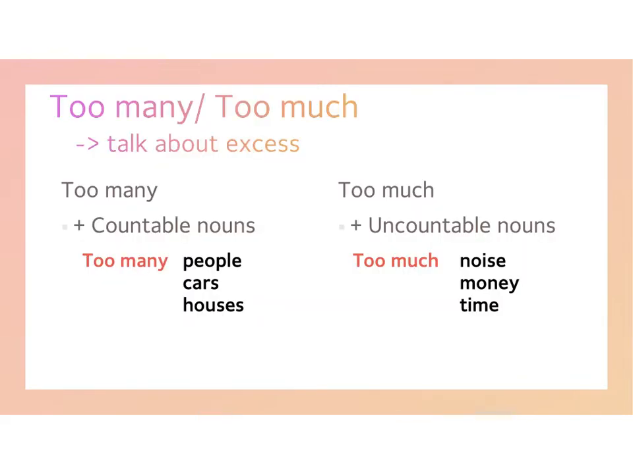Let's talk about too many or too much. We use these 2 quantifiers to talk about the excessive amount of things. When we use too many, we need to add a countable noun, like too many people, too many cars, too many houses. While when we use too much, we need an uncountable noun, like too much noise, too much money, too much time. Noise, money, and time are uncountable nouns.